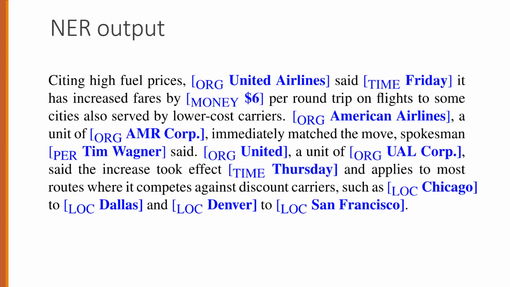Here's a text showing some sample named entity recognition output. You will see that in this text, 13 mentions of named entities are included, including 5 organizations, 4 locations, 2 times, 1 person, and 1 mention of money.